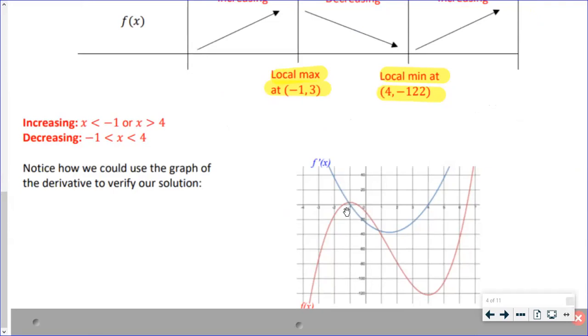When x is less than -1, the original function is increasing. We read it left to right. So many times I have students tell me, Miss, no, it's decreasing. No, we're reading the graph from left to right, not right to left. That is key. And the only time f of x is decreasing is in between -1 and 4. So our chart, our first derivative test, verifies what we can see on the graph using Desmos or a graphing calculator.